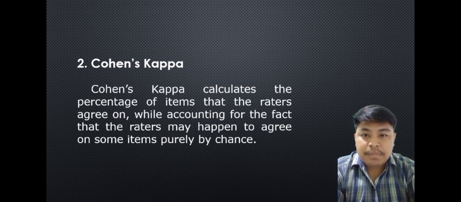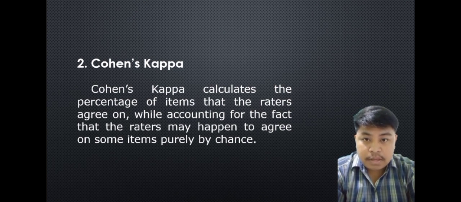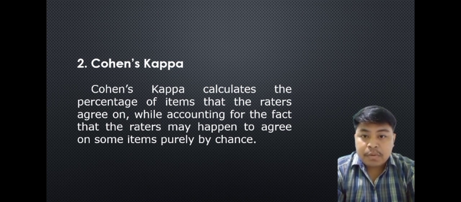So we have here another method in measuring the inter-rater reliability. It is the Cohen's kappa. Cohen's kappa calculates the percentage of items that the raters agree on while accounting for the fact that the raters may happen to agree on some items purely by chance. So, Cohen's kappa is the more difficult way to measure the inter-rater reliability.